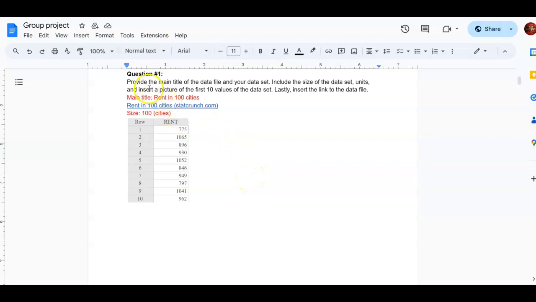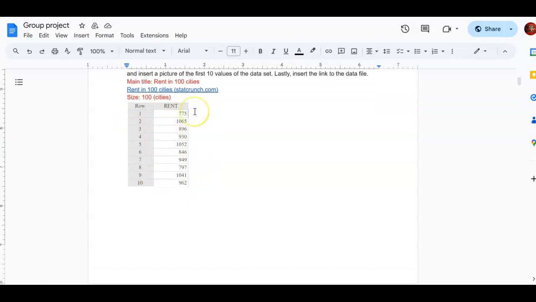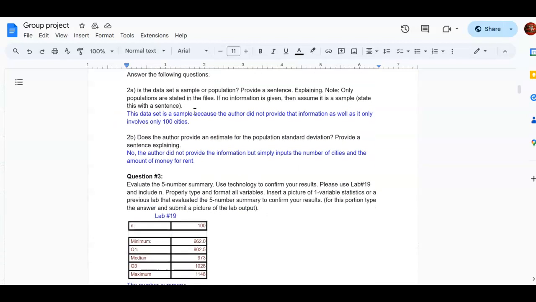So we started with question 1. We provided our main title for our data set, the link to our data set, and the first 10 values, plus the sample size of our 100 cities of rent.